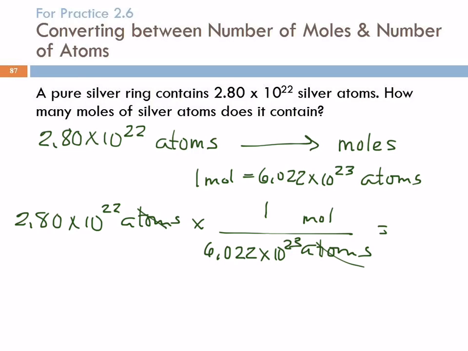So, get out your calculator. 2.8 EE22 divided by 6.022 EE23, 0.04649618, moles.